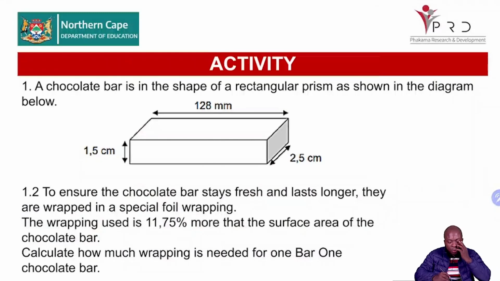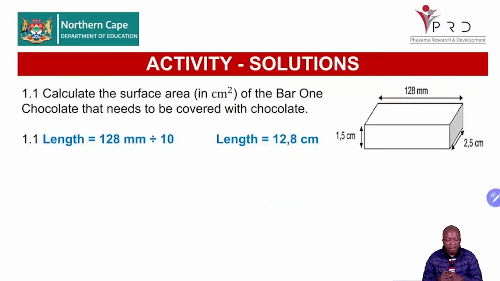1.2. To ensure that the chocolate bar stays fresh and lasts longer, they are wrapped in a special foil wrapping. The wrapping is 11.575% more than the surface area of the chocolate bar. Calculate how much wrapping is needed for 1 bar.